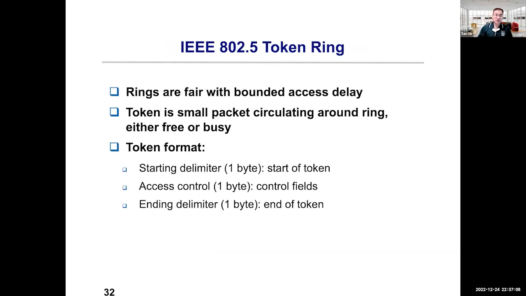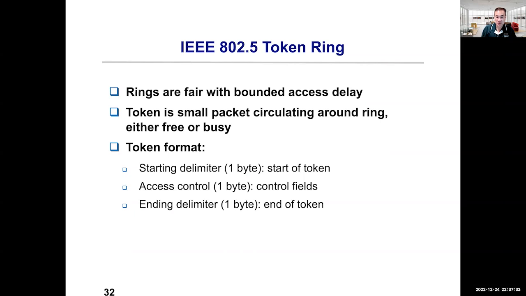Let's talk about the token ring. Okay, 802.5. We looked at the different topologies of a local area network. Token ring was one of them, right? A ring is basically connected from beginning to end. That's considered a ring, right? Rings have a fairly bounded access delay.